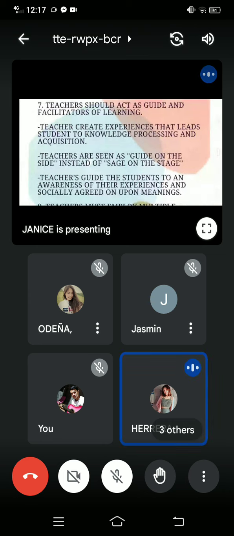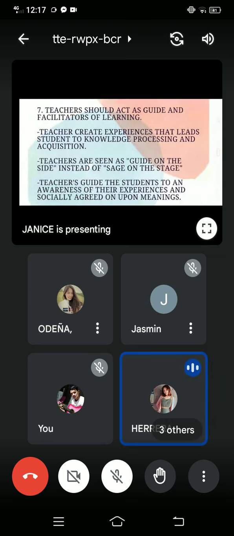Teachers should act as guide and facilitator of learners. A teacher creates experiences that lead students to knowledge processing and acquisition. Teachers are seen as guide on the side instead of sage on the stage. Teachers guide the student to an awareness of their experiences and socially agreed upon meanings. Okay po. So, number 7, approach po.